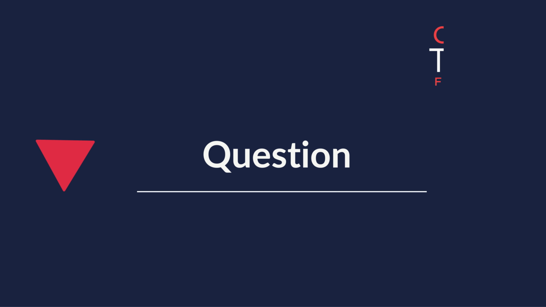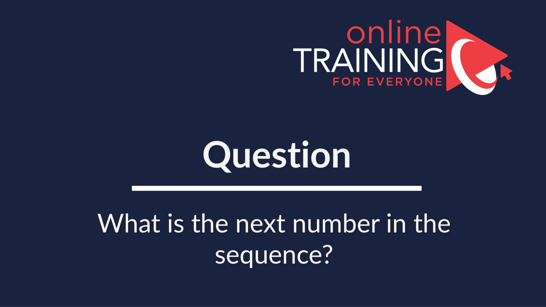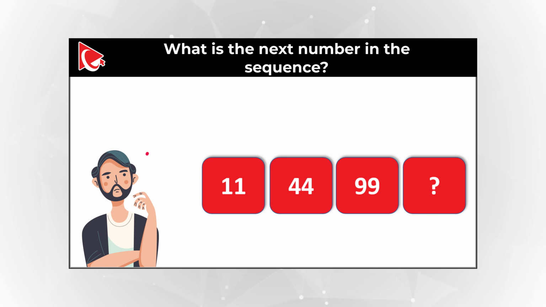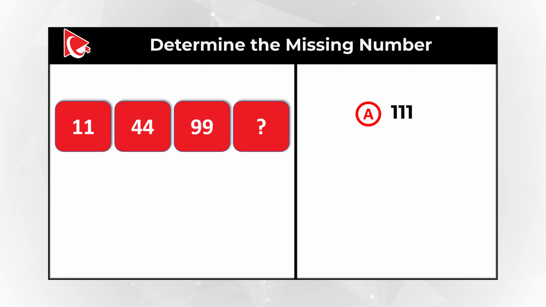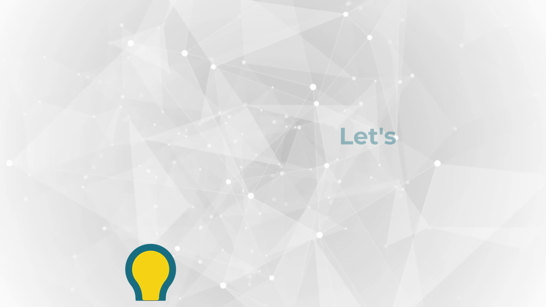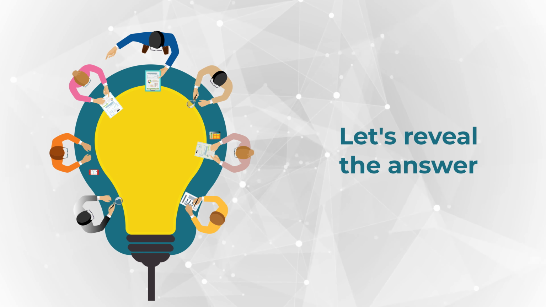Here's the interesting question where you need to calculate the missing number. You're presented with numbers 11, 44, 99, and you need to continue the sequence and determine the missing number out of 4 possible choices. Choice A, 111. Choice B, 133. Choice C, 155. And choice D, 176. Do you think you know the answer? Give yourself a little bit of time, maybe pause this video to see if you can calculate the solution. Ready or not, I am going to move forward and reveal the answer to you as well as the calculations.